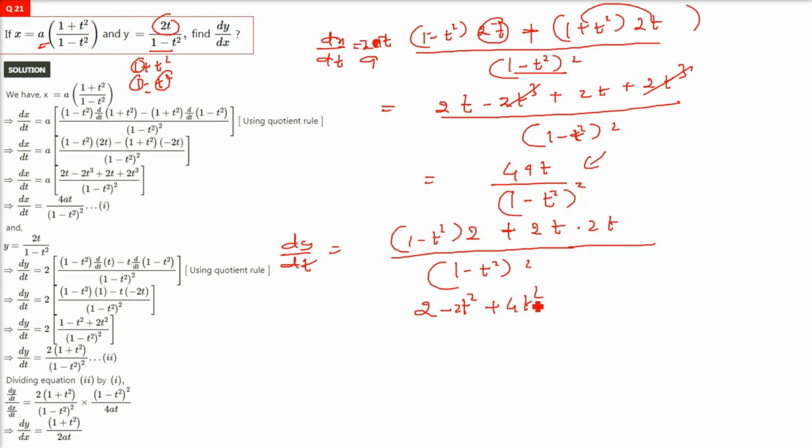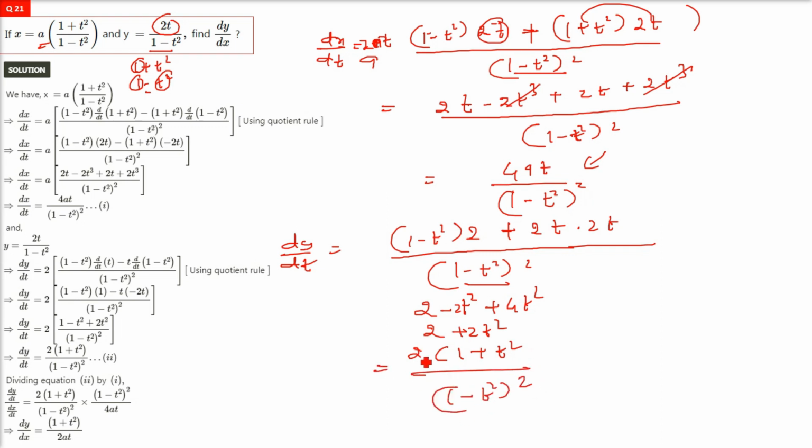So what do you get here in the numerator? 2 plus 2t square, because 4t square minus 2t square will be 2t square. You have 2 plus 2t square. So you can take 2 common. It will be 1 plus t square, over 1 minus t square whole square.